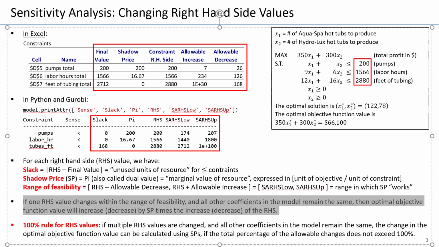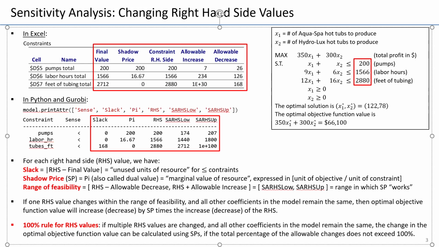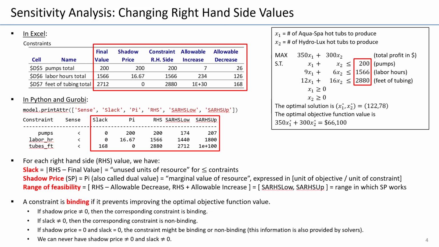For now, we want to consider this. So what kind of questions can we answer using the shadow prices and ranges of feasibility? But before we go there, I want to consider one more thing. Every constraint in the model that we see can be either a binding constraint or a non-binding constraint. So let us define what a binding constraint is.